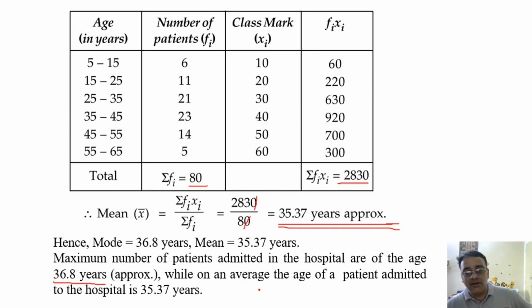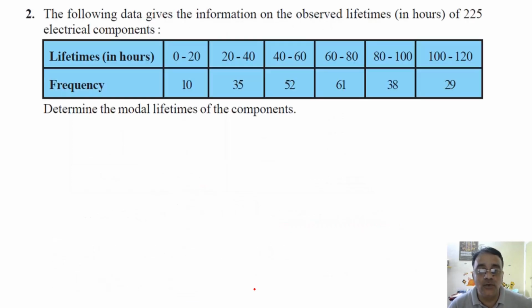Whether this is clear to all of you? In this way, you have to give your interpretation. The maximum number of patients admitted in the hospital are of the age 36.8 years approximately, that is the mode. While on average, the age of patients admitted to the hospital is 35.37 years, that is the mean. Whether this is clear to all of you? Yes, sir. Okay. Now we'll move towards question number 2.